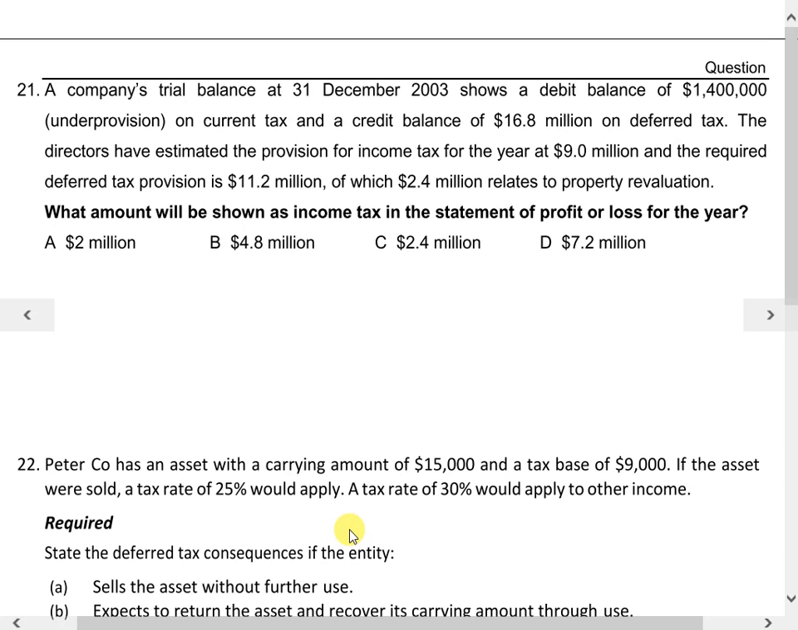Question 21. The company's trial balance on this date shows a debit balance of 1.4 million under provision on current tax. So it is a debit balance, under provided, and we have to provide for it as a tax expense. In our trial balance we have an under provision of 1,400, and there's a credit balance of 16 on the deferred tax.